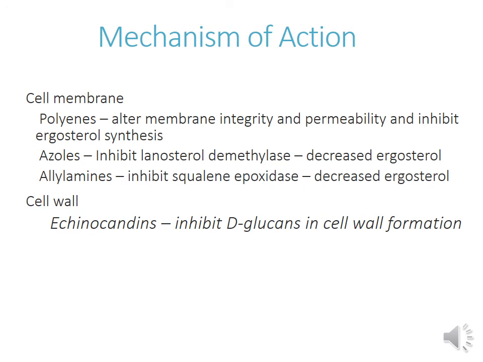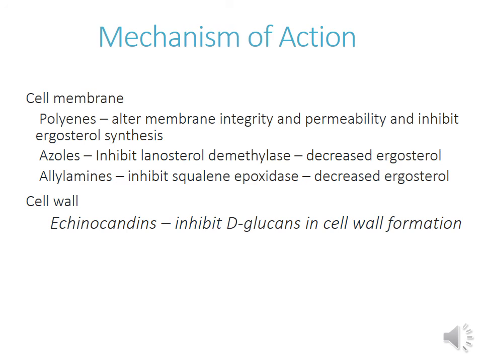So again, ones that are working against the cell membrane, we'll talk about those first for the most part. So the polyenes, they're going to be working by altering the membrane integrity. So they're kind of similar to what we saw with the polymyxins. They're kind of opening up pores within the cell membrane to allow contents to float out and eventually kill the cell. So that's how those drugs are going to work. That's where things like your amphotericin B come in.